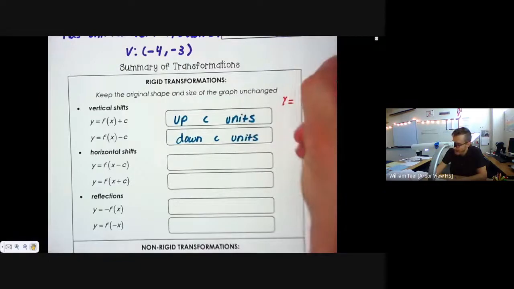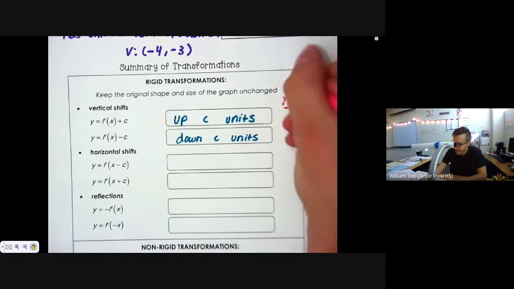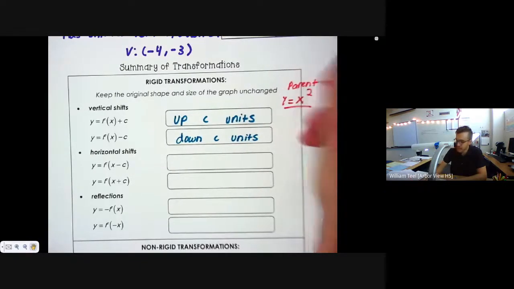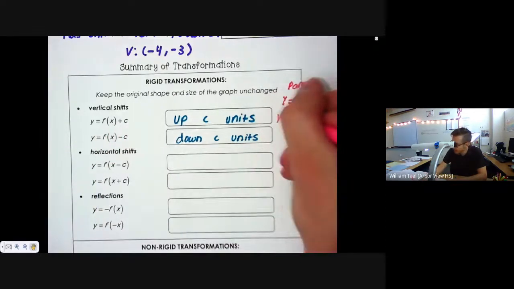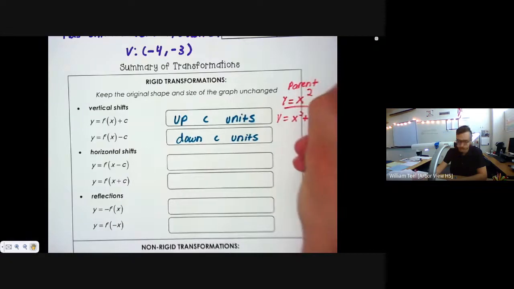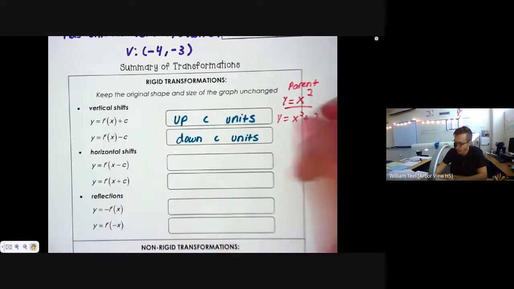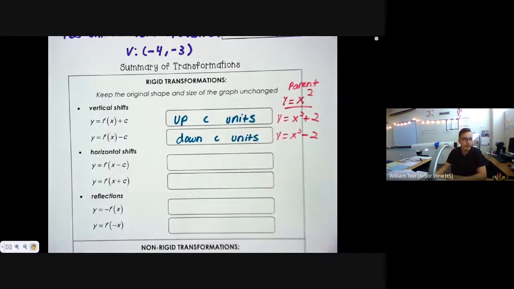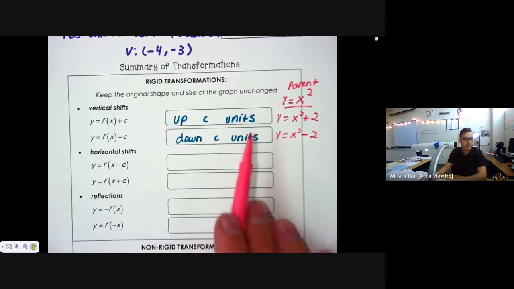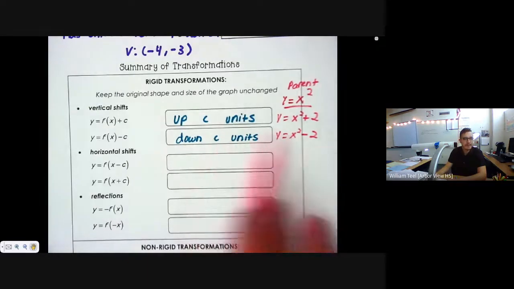If we said y equals x squared was our parent, and we were to look at a vertical shift plus c, this would be, for example, y equals x squared plus 2. And this would be, for example, y equals x squared minus 2. So that's just a real example of what that would look like. In this case, we would move up 2 units. In this case, we would move down 2 units.